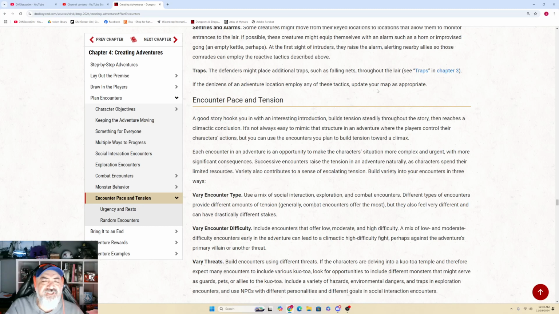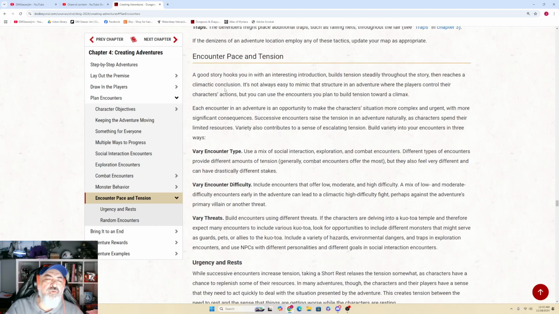Encounter pace and tension. A good story hooks you in with an interesting introduction, builds tension steadily through the story, then reaches a climactic conclusion. It's not always easy to mimic that structure in an adventure where the players control their characters' actions, but you can use encounters you plan to build tension towards a climax.